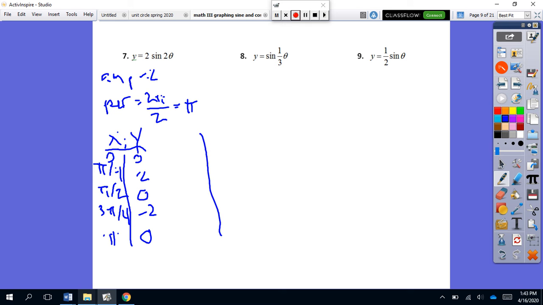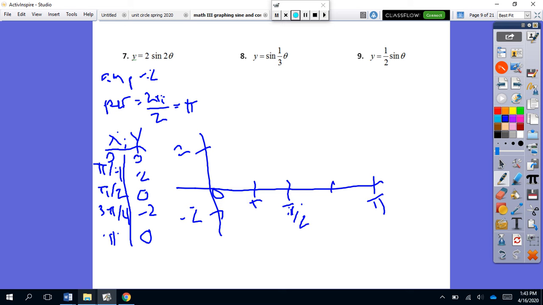And then the fun part, drawing the graph. 2, negative 2. And then 0, pi. Then draw your other 3 angles in: pi over 2, pi over 4, and 3 pi over 4. Okay, and then draw your graph. 0, max, 0, min, 0. I know it's not really a perfect graph. It'll look fine. And that's all you do.